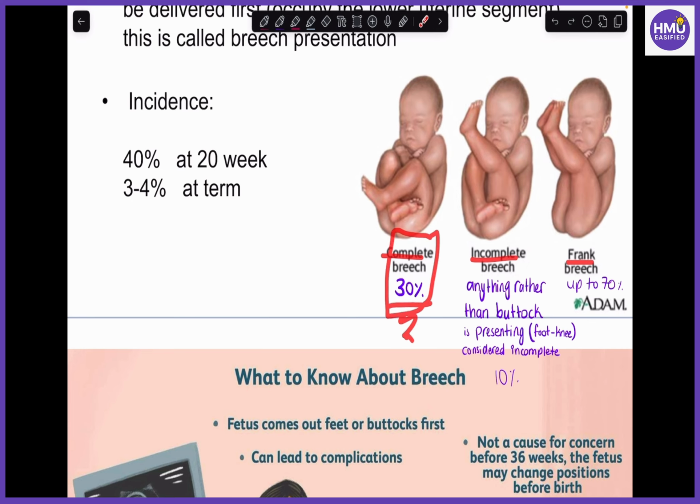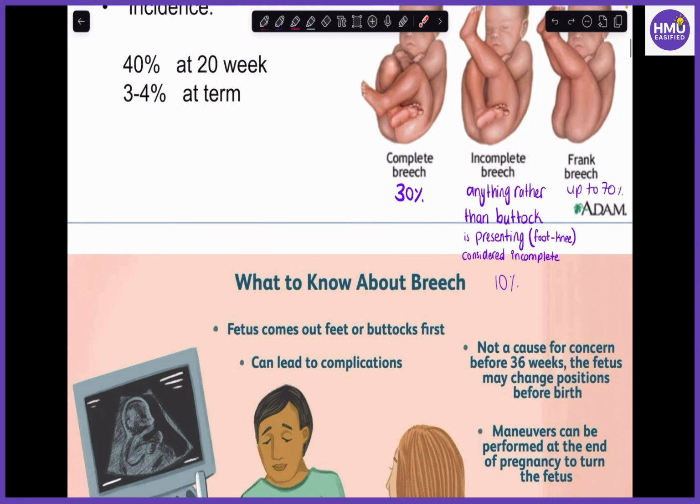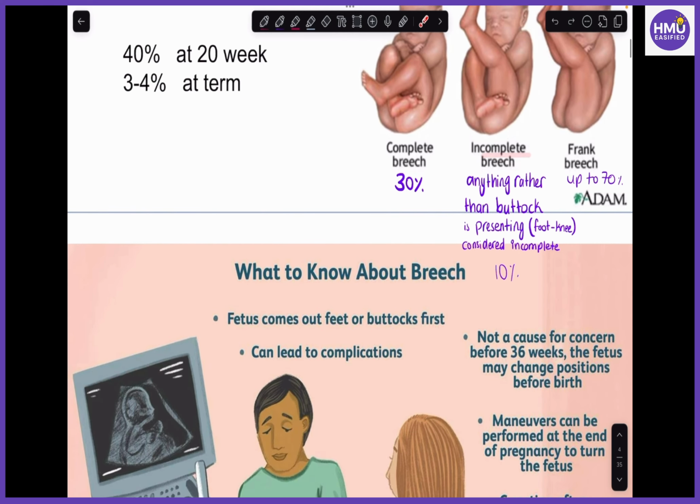Complete is 30%. In complete breech, both the knees and the hips are flexed. In incomplete breech, anything other than the buttock is presenting, like the foot or the knee. This is considered incomplete. It happens in 10% of the incidents. Frank breech is when the knees are extended and the hips are flexed. Also incomplete is footling.